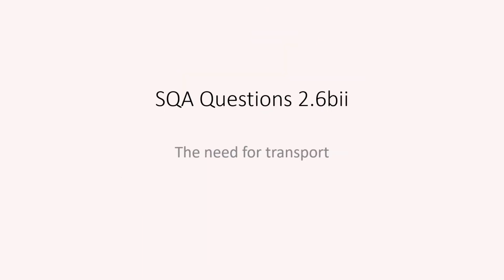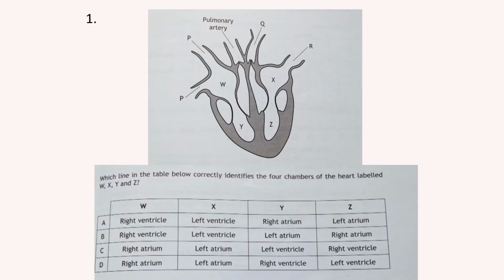So now let's try some SQA past paper questions. So the first question says, which line in the table below correctly identifies the 4 chambers of the heart labelled W, X, Y and Z? So pause the video and try to come up with the answer before I go over the answer with you.